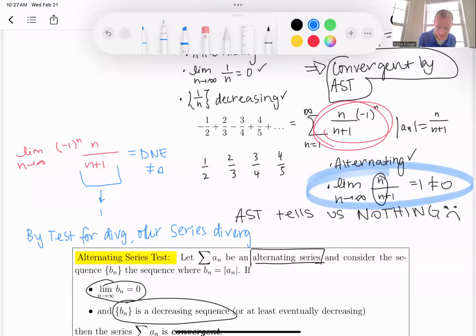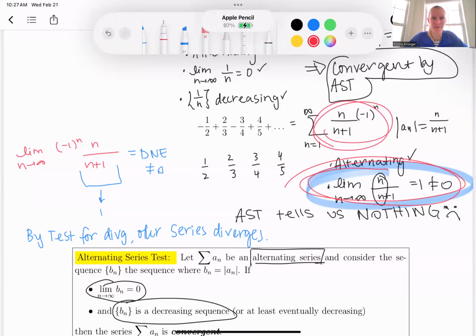Okay, and oftentimes this is what you do. If the alternating series test does not work, it's usually because that limit condition is not met. And if that limit condition is not met, a very similar argument to what I just did usually works to show that the limit of the alternating pieces does not exist. And so the test for divergence can kick in. Okay, so this is the alternating series test.